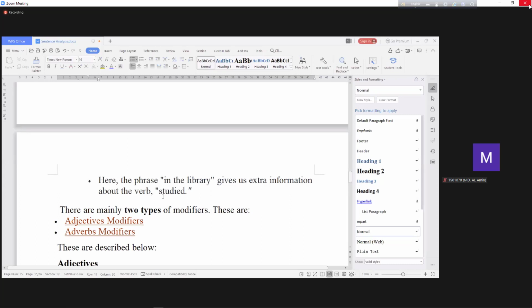Yes, yes. So these are the question types. If you just read the whole topic, I think you can answer any question. There can be short notes or there can be questions like these with 10 marks. Okay. So there are mainly two types of modifiers. These are adjective modifiers and the adverb modifiers.